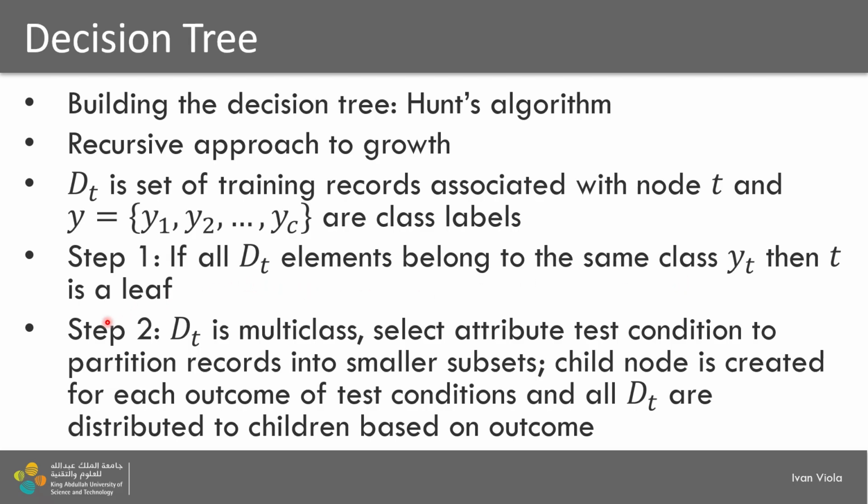And in case the DT is a multi-class training records set, meaning that several of these classes are still present, we can select an attribute test condition to partition the records into two or more smaller subsets, and then child nodes will be created for each outcome of the test conditions such that all records of the DT will be distributed to children based on the outcome of the test condition.